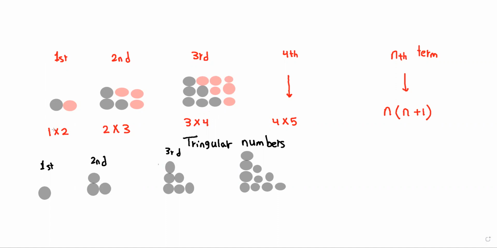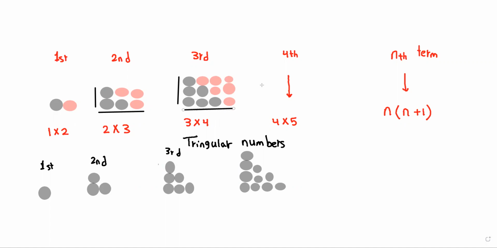The first term is 1 times 2. 1 times 2 equals 2, as you see here. And the second term, simply, it's the size of the rectangle. Here, the 2 dimensions of the rectangle, 2 times 3, okay? And the third term is 3 times 4.